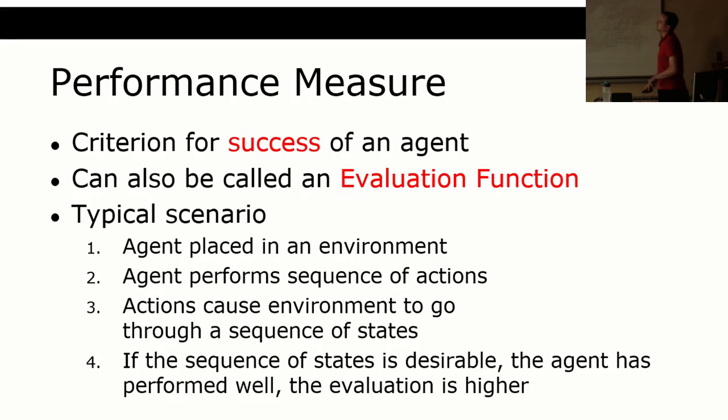So here's a typical scenario. We have an agent that's placed in an environment. The agent is going to perform a sequence of actions, maybe go up, then left, then up again. These actions cause the environment to go through a sequence of states, and if the sequence of states is desirable, the agent has performed well and the evaluation is higher, or depending on how we phrased it, lower, right? So either we're minimizing or maximizing.